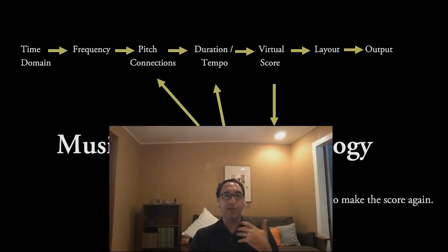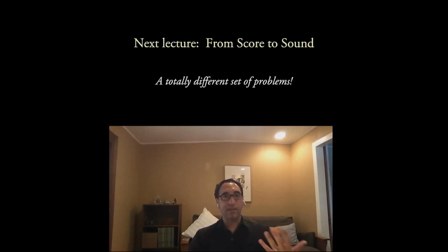So here are some of the ways that music theory and musicology can feed back into the MIR sound to score process. Next time, sometime soon, I hope to say how we can go the opposite direction, how we can take a score and automatically perform it. And even though we're going to be going in the opposite direction, it turns out that there's a totally different set of problems that we have to solve.